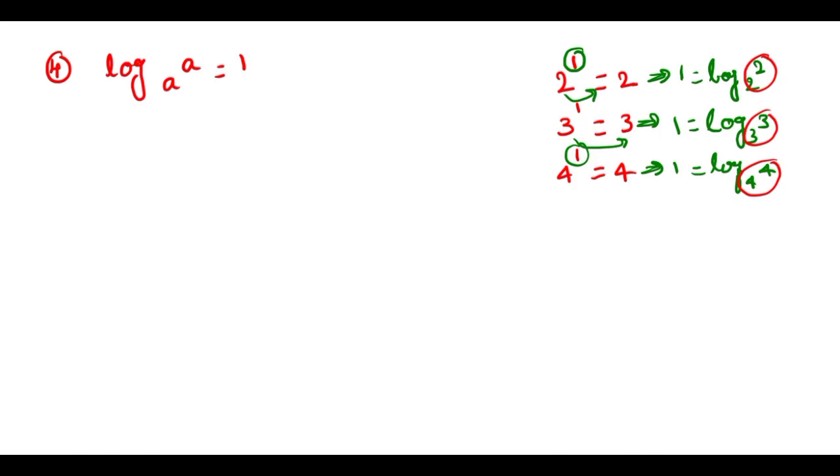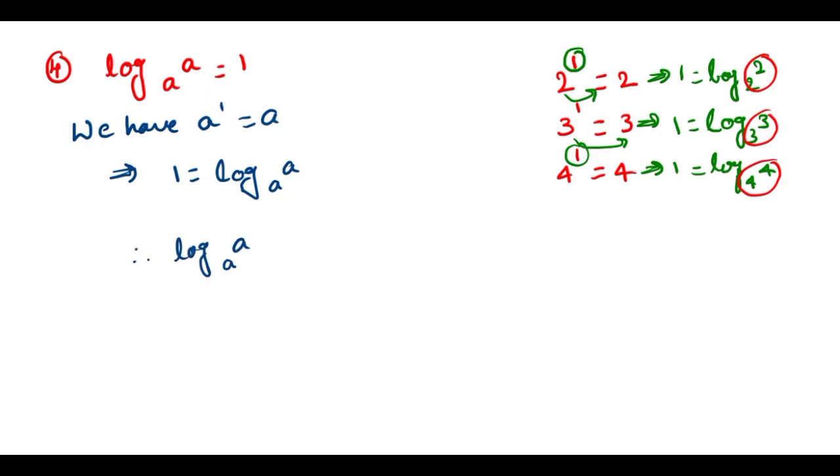So how to prove this? We have a power 1 equal to a, correct? Then from this you write 1 is equal to log a base a. So that's the reason we write log a base a equal to 1. So you must note down this property also, very important. Just learn this formula well, right?